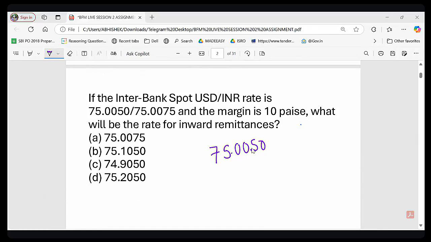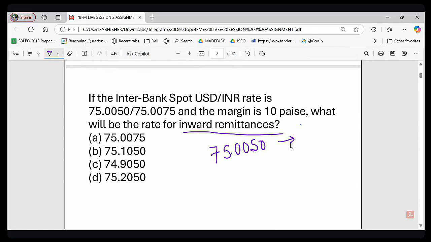I hope whatever I'm writing on the screen is visible to you now. The interbank spot buying rate is 75.0050 because the bank uses the buying rate for inward remittance. You can see the words written here, inward remittance. Inward remittance means money is coming to our country, and obviously it is a case of export. That is why the buying rate has to be taken. So the buying rate is 75.0050, isn't it?